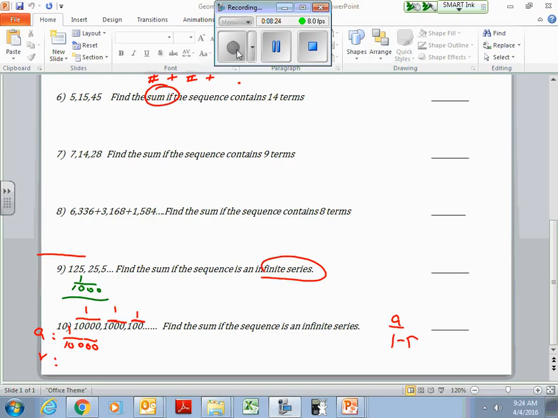I got 1 E negative 6. I'm not sure what's going on, probably not right. In your calculator, you do need parentheses. So what you have to do is parenthesis 1 divided by 1,000, close parenthesis, divided by, open parenthesis, 1 divided by 10,000, close parenthesis. In other words, the first fraction has to be in parentheses above the division. The bottom fraction has to be in parentheses below the division. Without that, it'll do wacky stuff.